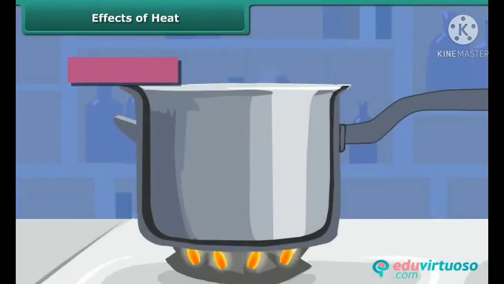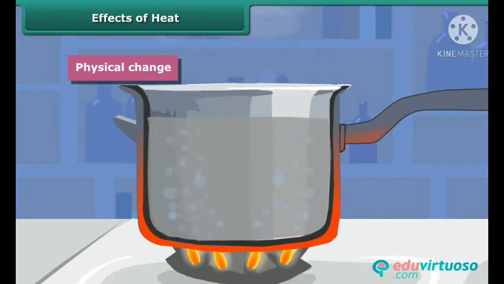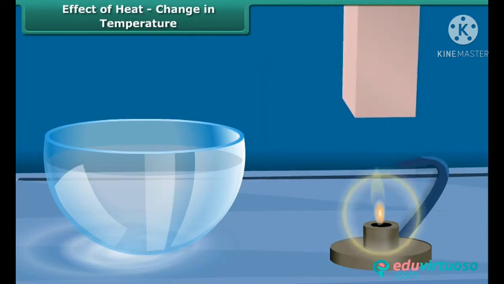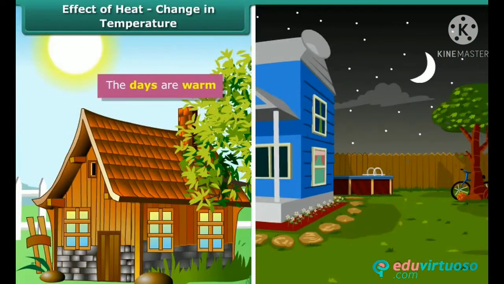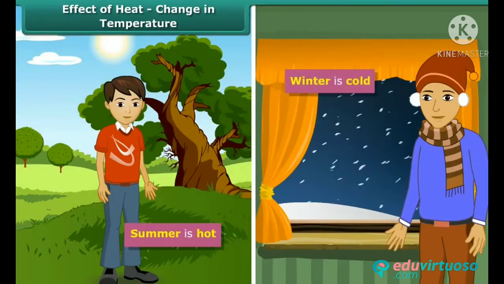For example, water changes into water vapor on heating. We observe a change in temperature on heating. On heating, temperature rises, and on cooling, the temperature comes down. In nature, the sun energy brings about a change in temperature. The days are warm, while the nights are cool. Summer is hot, winter is cold.